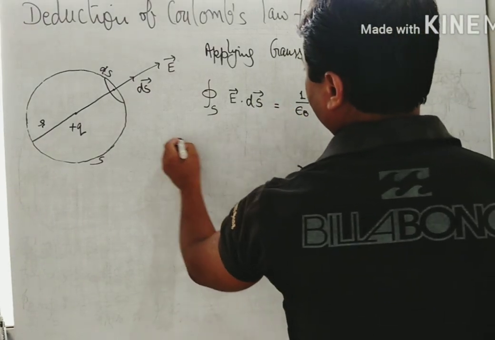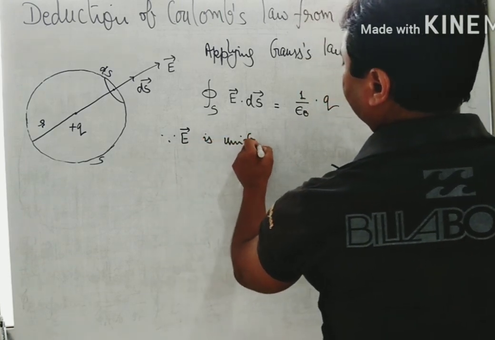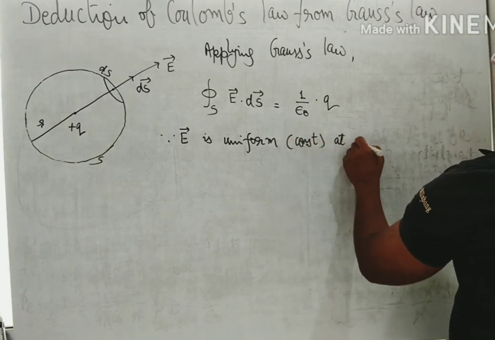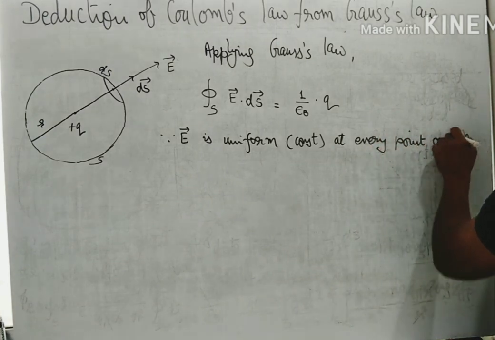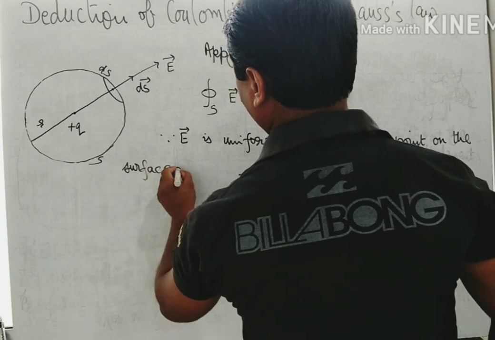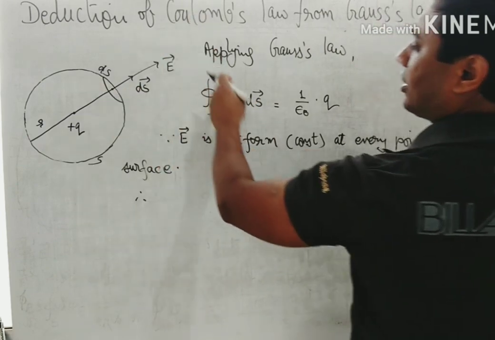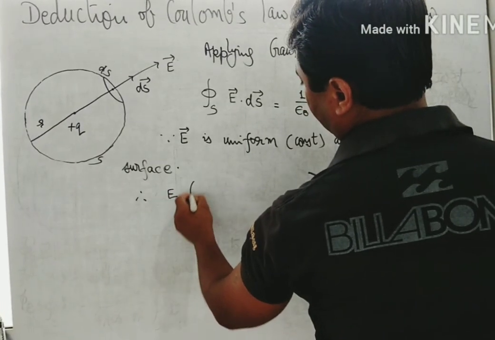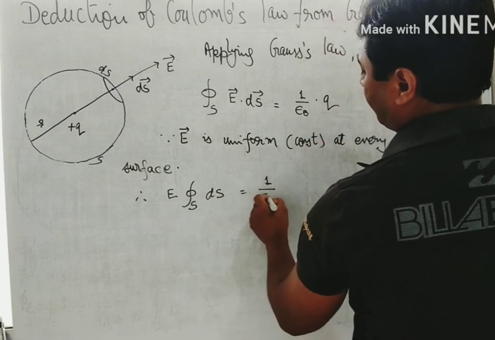Since the electric field is uniform, constant at every point on the surface, you can just take out the electric field intensity, and they both are along the same direction, so the angle would be 0, and cos of 0 is 1. So you directly write E integral over closed boundary S of dS, which is equal to 1 upon epsilon naught into Q.